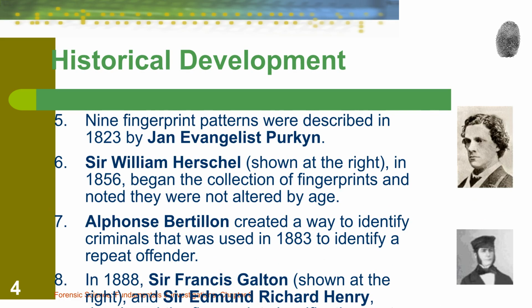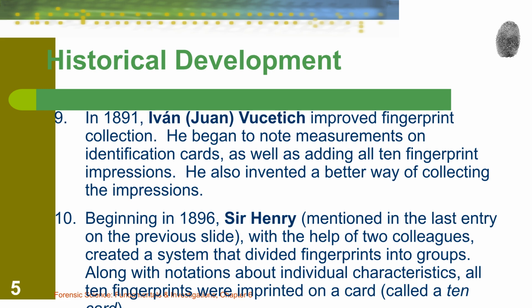In 1823, Jan Evangelist Perkin described 9 fingerprint patterns. Sir William Herschel began collecting prints in 1856, noting they don't change with age. Alphonse Bertillon developed an identification method for repeat offenders in 1883. Finally, in 1888, Sir Francis Galton and Sir Edmund Richard Henry created the fingerprint classification system still used in the US. The development continued. In 1891, Ivan Vucetich improved collection methods, adding measurements and all 10 impressions to identification cards.